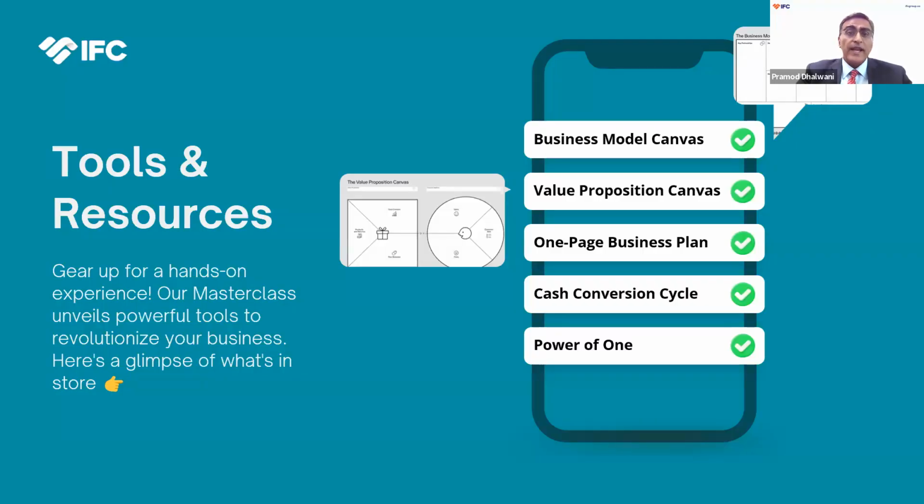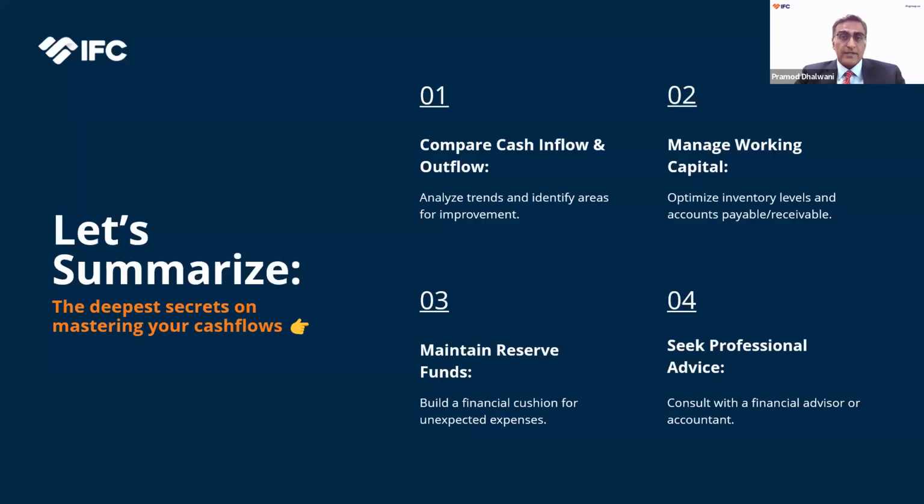Some of the tools that we will be looking at is the business model canvas, value proposition. We'll create a one-page business plan. Some of the topics that I spoke about today, the working capital, we'll create that cash conversion cycle and we'll see how we can optimize that. We look at the power of one, how small changes in your business, we'll identify, we'll co-create those changes that need to be made, very small changes which have maximum impact to your business. All of these things and a lot more is going to be covered in those 2 days. It's a jam-packed 2 days of really gaining clarity and moving forward for 2024.